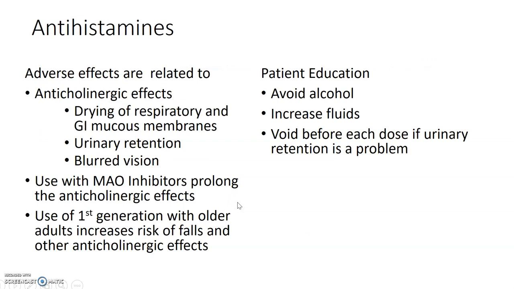Antihistamine adverse effects are related to those anticholinergic effects. They dry the membranes of the respiratory and GI tract. They can cause urinary retention and blurred vision. If you are using these drugs with MAO inhibitors, they prolong the anticholinergic effects.